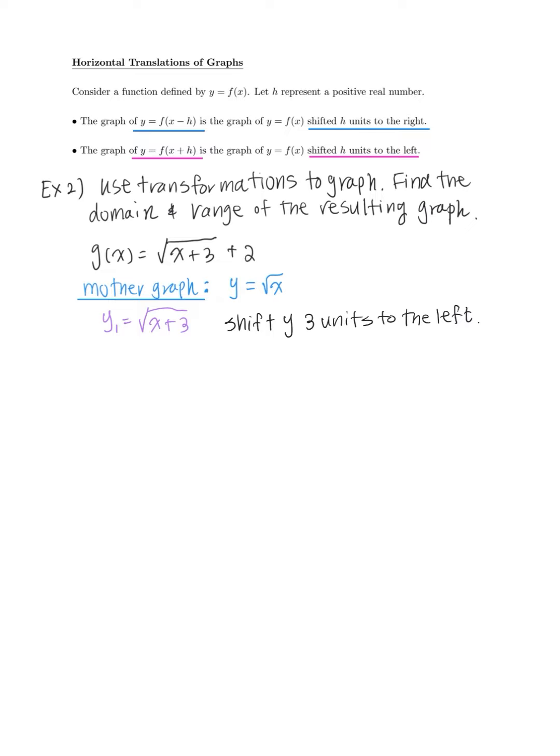All right. Now let's take a look at the next operation here. So let me just call it y2. So the y2 looks like square root of x plus 3, and then plus 2. What do you think we're going to do? We just learned the vertical shift, no? So what we need to do on the next step is this. You're going to have to shift y1 2 units upward.